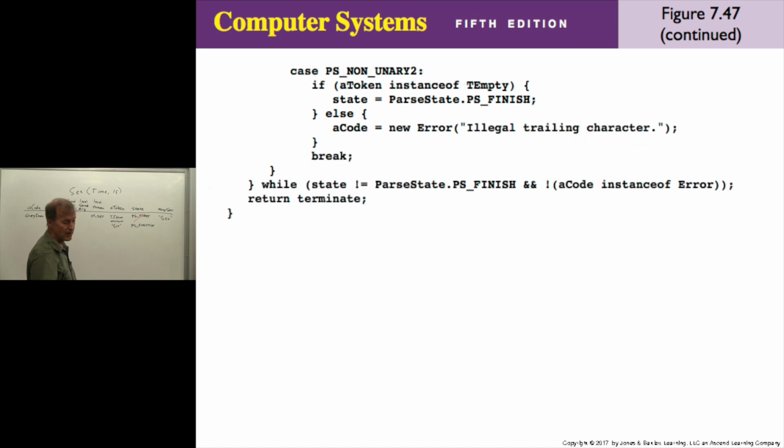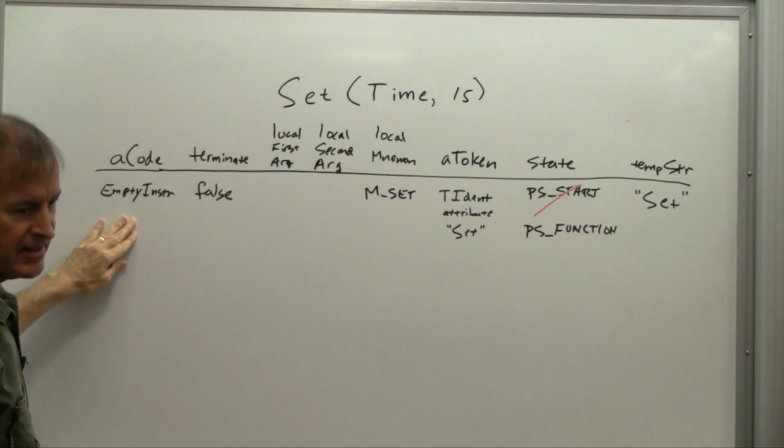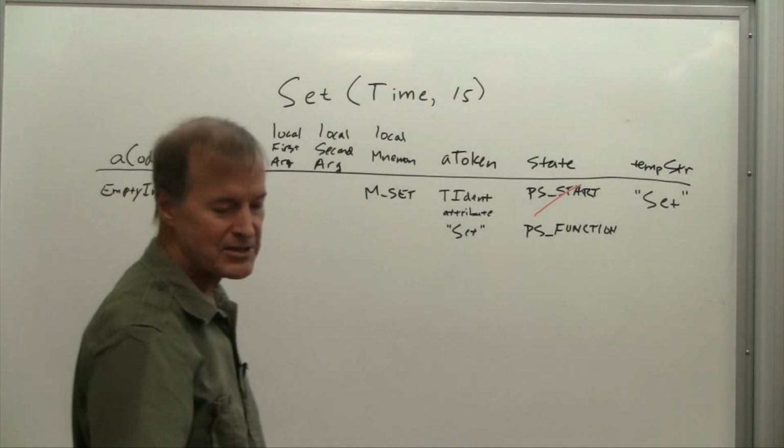And this end of the loop says while state is what? State is not equal to PS finish, true or false? True. Or sorry, not a code instance of error. Also true, so we do the loop again. So now what's going to happen is this.